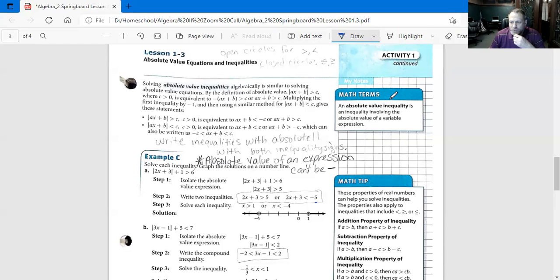An absolute value inequality is an inequality involving the absolute value of a variable expression. So as we know through our inequalities, we had a greater than, less than, and we had a greater than or equal to, or a less than or equal to. And when we had a greater than or less than, we had open circles. Oops, I'm not the best drawer, guys.